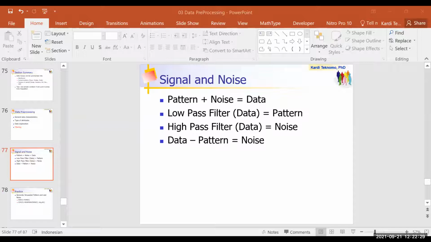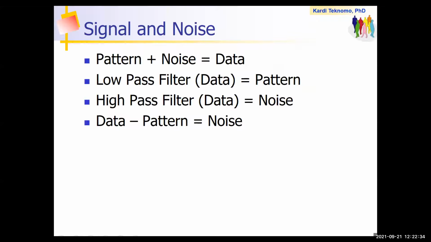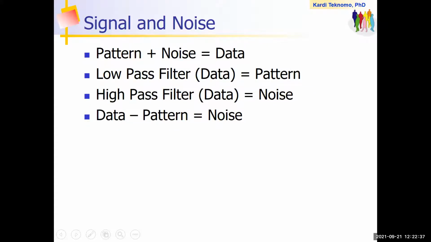Why is this included in data preprocessing? Because you need to filter your data first if your data is very noisy. So here is my formula: there is what is called pattern, plus the noise, you get data. What you want is not the data. What you want is the pattern. But unfortunately, your data consists of both pattern and the noise.